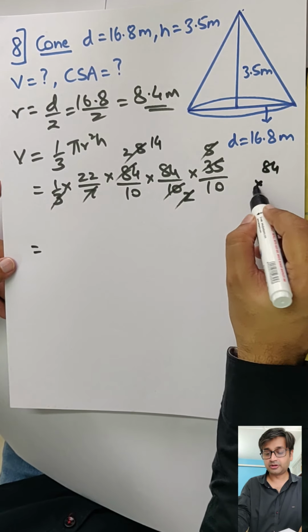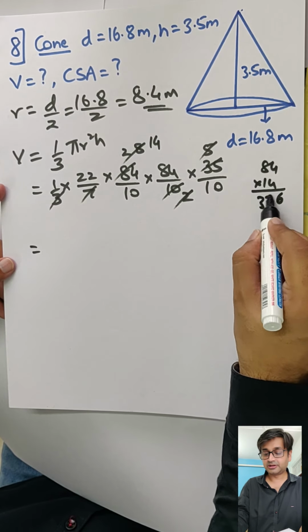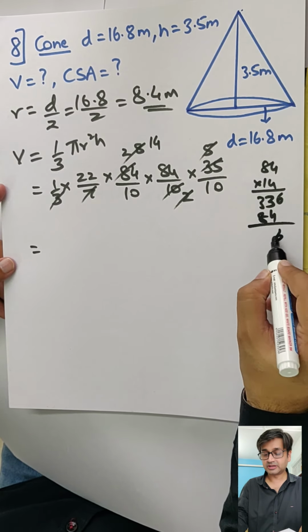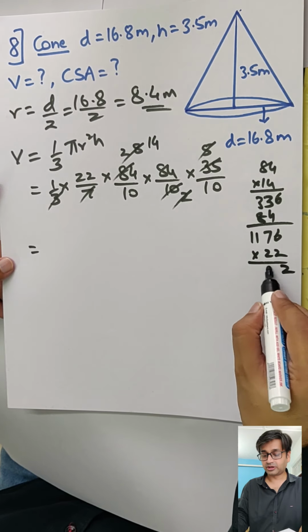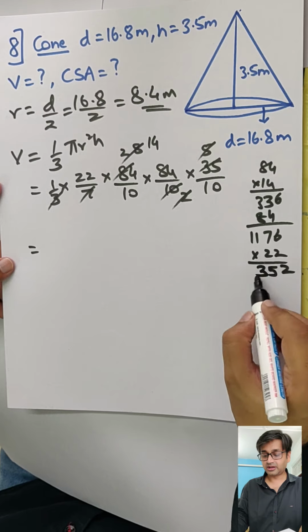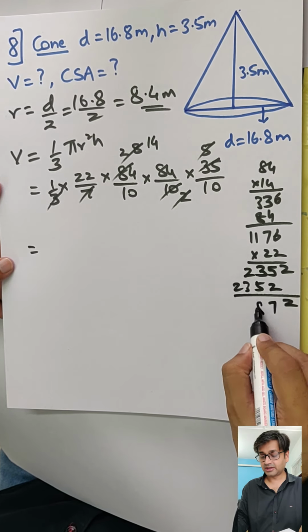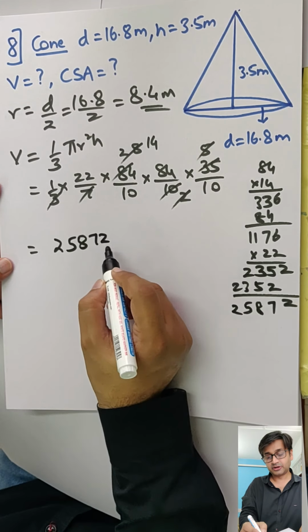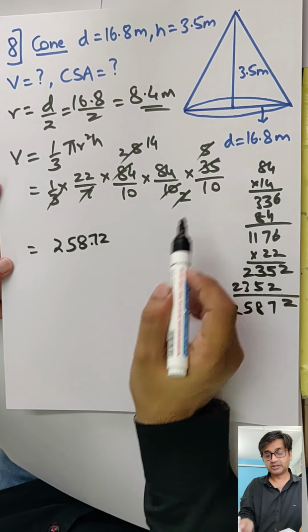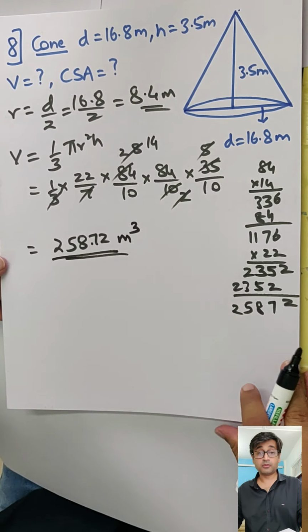So 84 into 14 first. 4 4s are 16, 33, 4 and 8. So 6 7 11 into 22. 6 2s are 12, 14 15, 2 and 1 3 and 2. So 2 3 5 2 again, 7 8 5 2. So I will get 2 5 8 7 2. 2 decimals because 2 zeros, meter cube. So we got our volume.